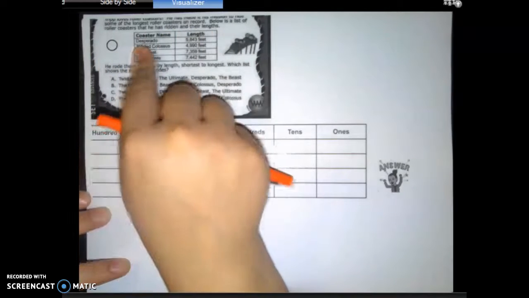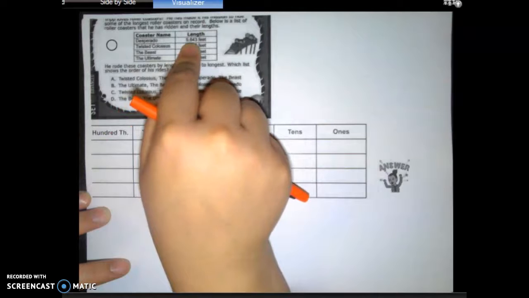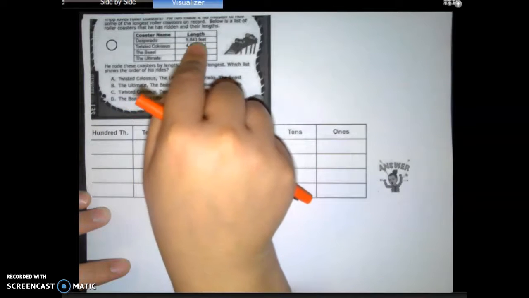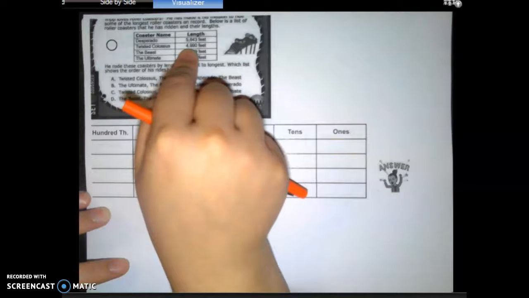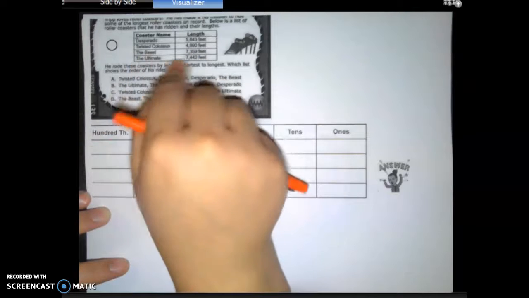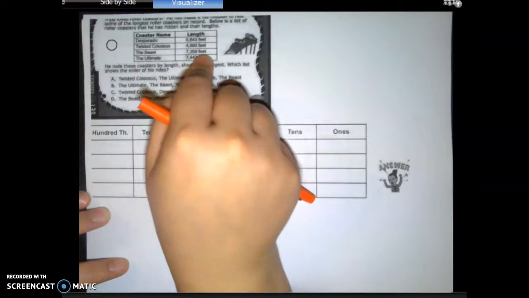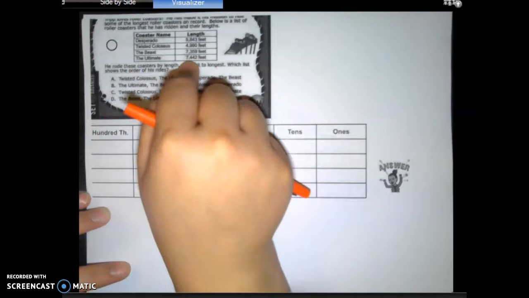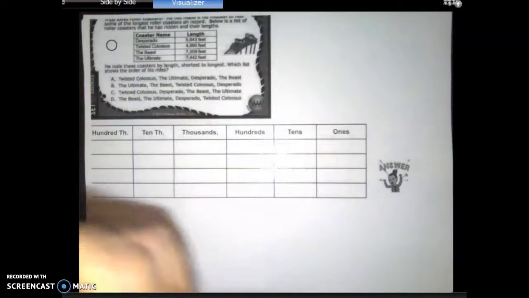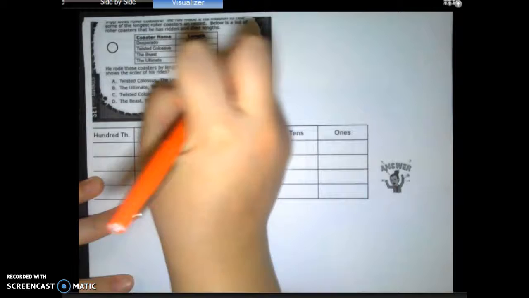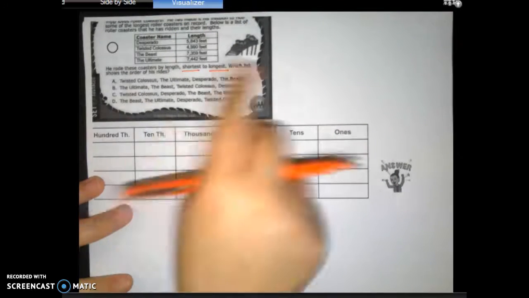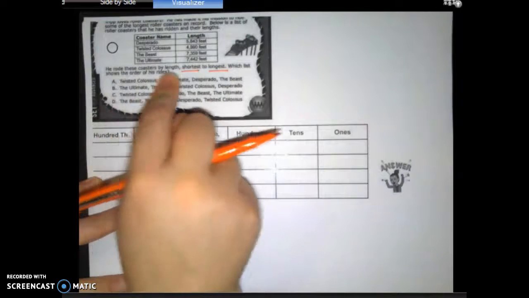The Desperado has a length of 5,843 feet. Twisted Colossus is 4,990 feet. The Beast, 7,359 feet. And the Ultimate, 7,442 feet. He rode these roller coasters by length, shortest to longest. Which list shows the order of his rides?